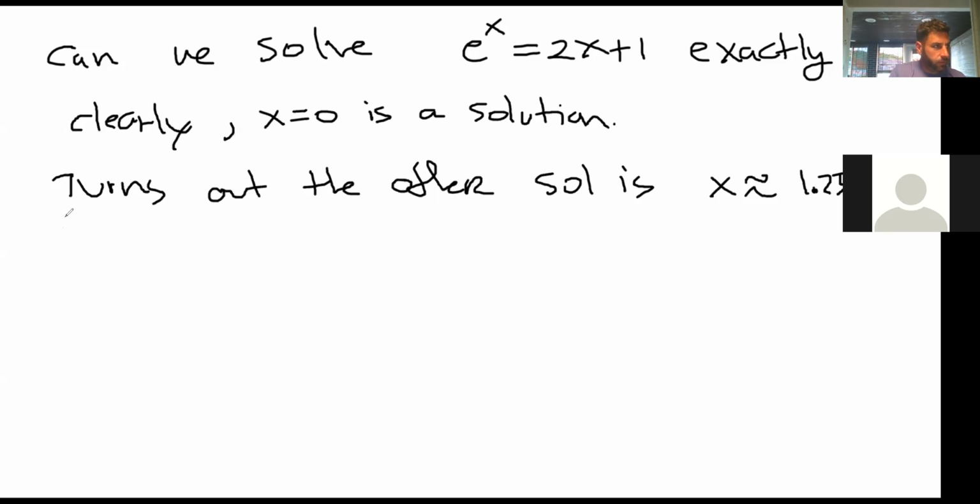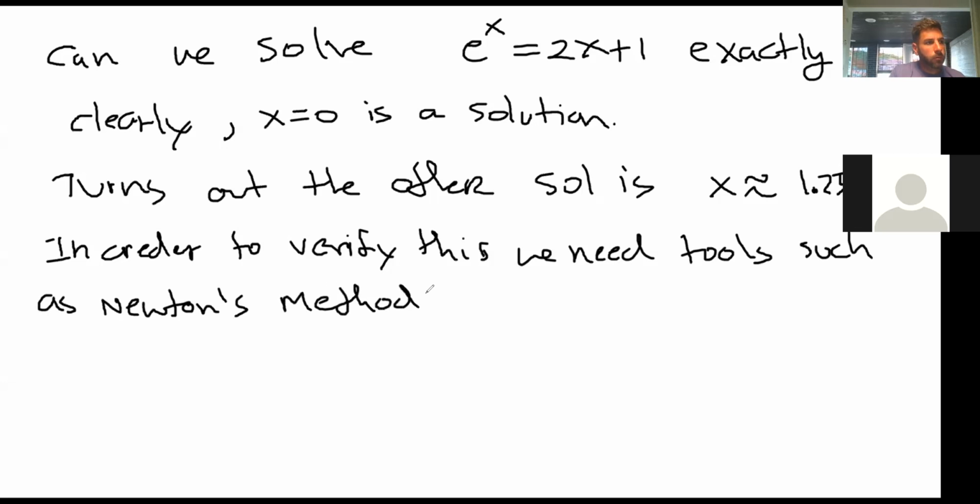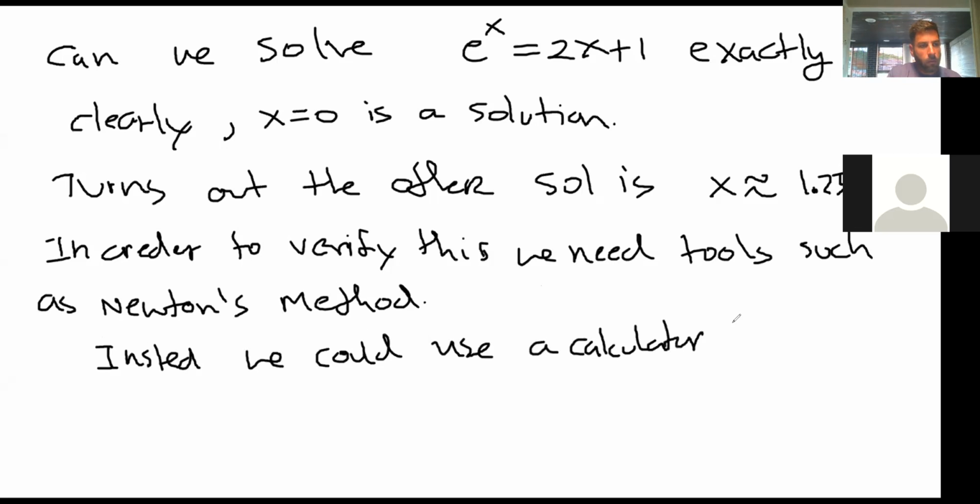The problem is, in order to verify this, we need tools. I'm not saying you had to do this, but if you remember back in Calc 1, we did this thing called Newton's method. So what did I want? What was the purpose of this problem? So instead, we could use a calculator like Desmos to approximate.